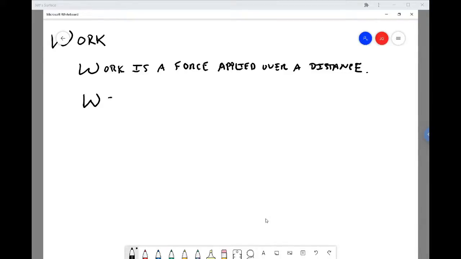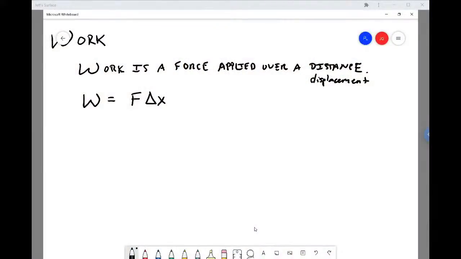Work equals a force applied over a distance or displacement. It's probably better to say displacement. Work equals force over a distance or displacement. So the way you calculate work is by taking the force that's doing the work and multiplying by a delta x or delta y or delta r, some measure of distance or displacement. But what we wrote down here gives us a way to calculate what work is, but it doesn't really tell us what its significance is, at least not yet. And there's more to it though too.